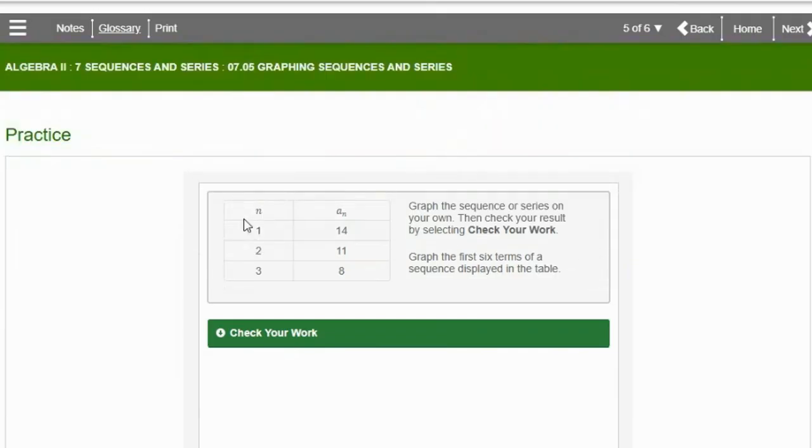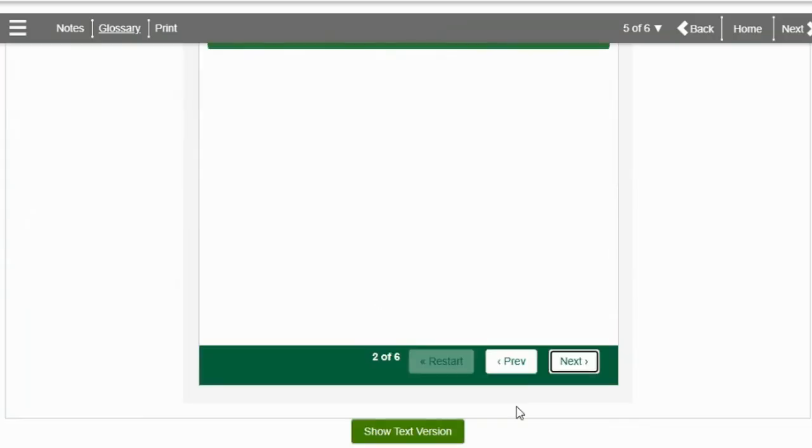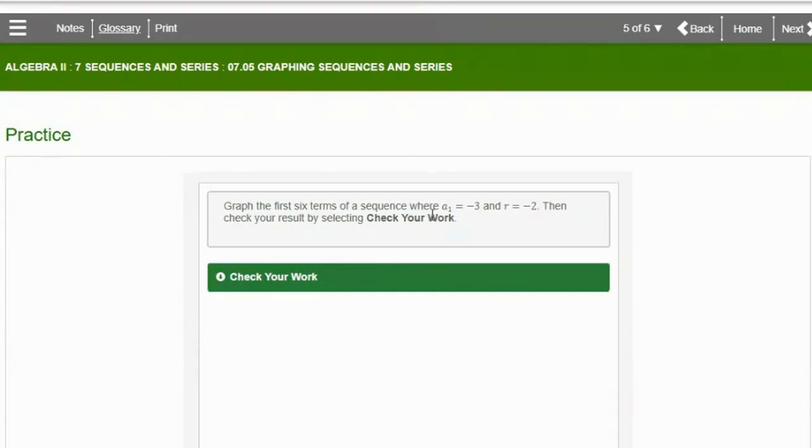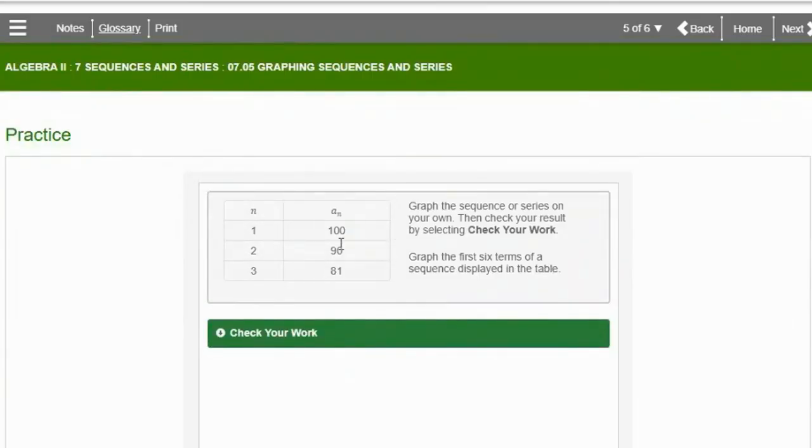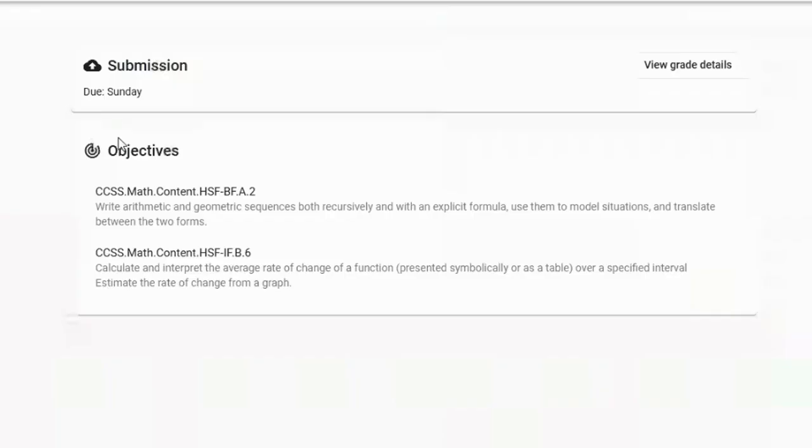You have 6. This, they actually give you this table. Starts at 14, then goes 11, then goes 8. So you got to figure out what the formula is. It gives you the first 3 points. Gives you the first term and the common ratio. Again, the first 3 terms, and this is a geometric because it's not the same each time. All right, let's look at our assignment that goes with it this week.